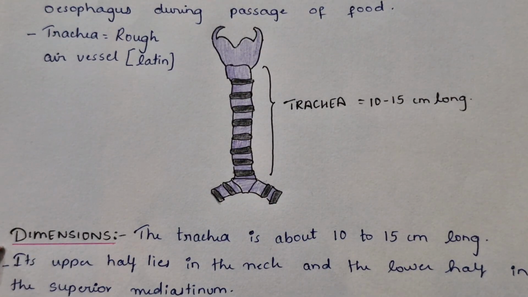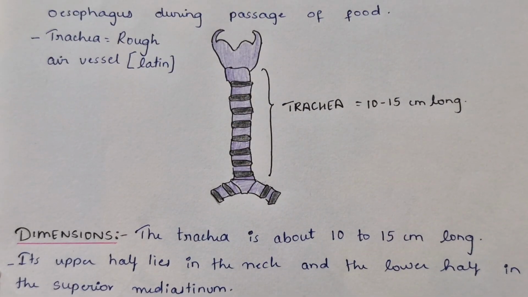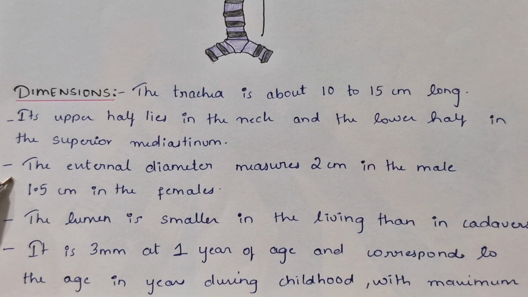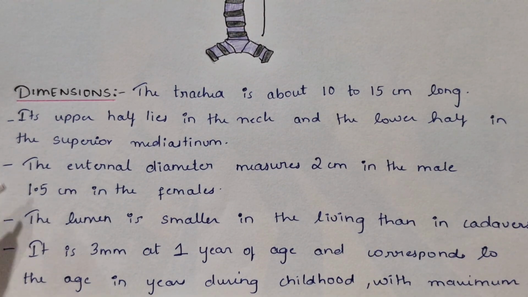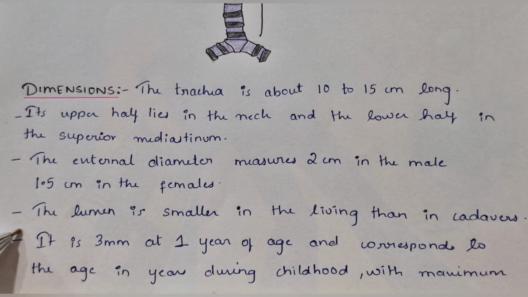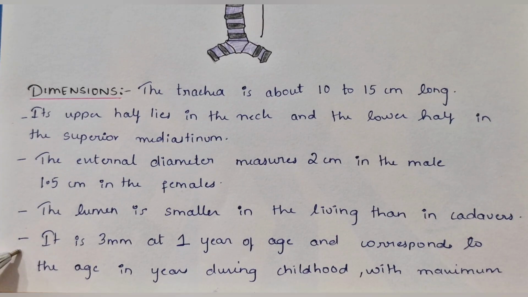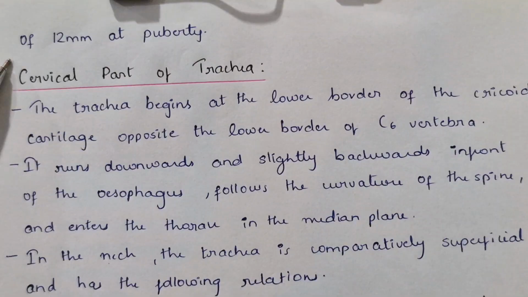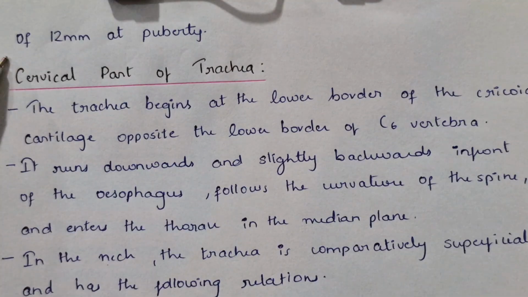Dimensions of trachea. The trachea is about 10 to 15 centimeter long. Its upper half lies in the neck and the lower half in the superior mediastinum. The external diameter measures 2 centimeter in the males and 1.5 centimeter in the females. The lumen is smaller in the living organisms than in the cadavers. It is 3 mm at 1 year of age and corresponds to the age in years during childhood, with a maximum of 12 mm at puberty.